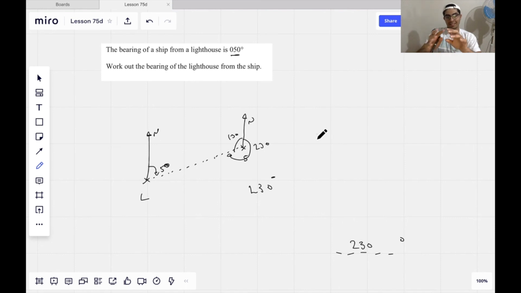So again, in general, when it comes to bearings and these kind of questions, the diagram is super important. I can't stress that enough. But yeah, hopefully all that made sense, and I'll see you guys in the next video.